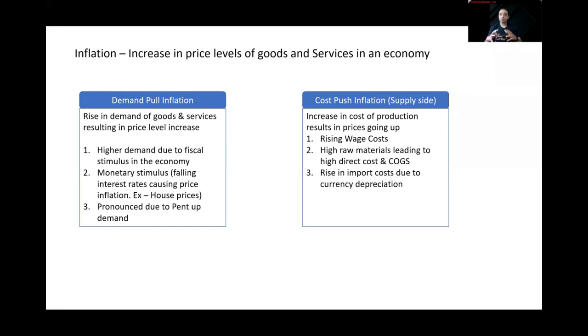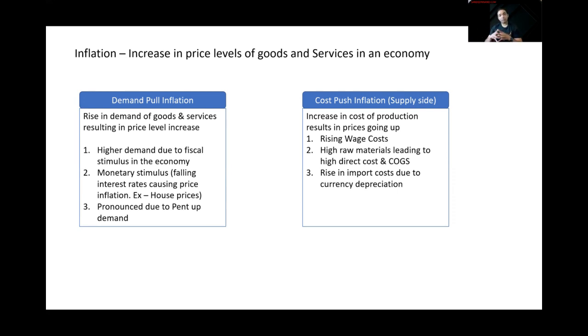Now, what is demand pull inflation? It just means a rise in demand of goods and services resulting in a price level increase. So the price level increase is caused by the high demand of goods and services both. What are some of the causes for that? Higher demand due to the fiscal stimulus in the economy. Monetary stimulus, falling interest rates causing price inflation. Example, the housing boom that we are seeing currently. It could also be due to high and sustained pent up demand for a long period of time.